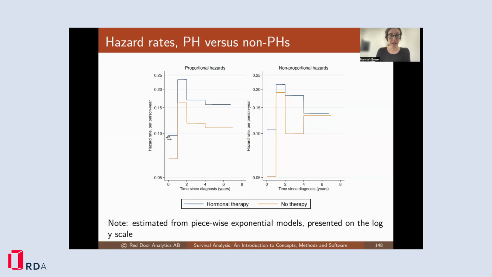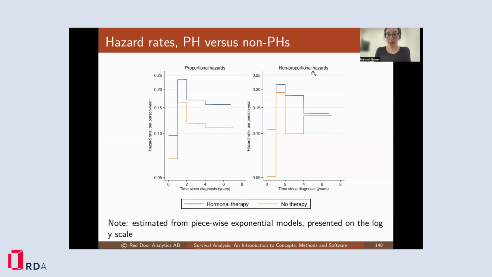So you can see that on the log scale, the difference in this time period between the hormonal therapy and the non-hormonal therapy is exactly the same as in this period, where we allow the underlying rates to change, but the difference is the same. And then we can see that across the different time periods, again, they both go down by the same amount. So the difference between these two lines is the same. And again, the difference is constant across the whole of the timescale, despite the fact that we allow the rates to vary across the timescale.